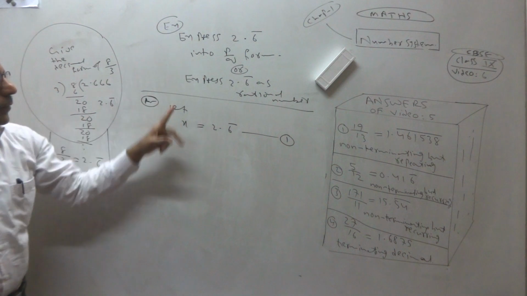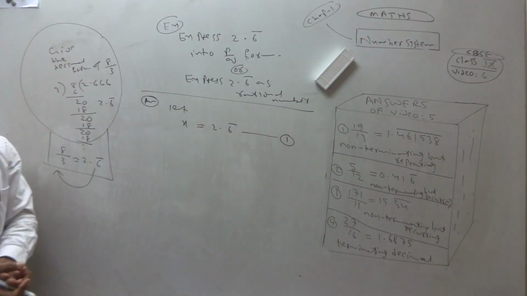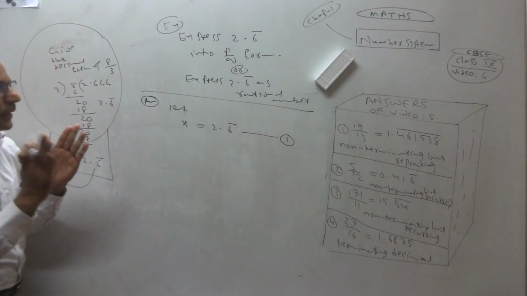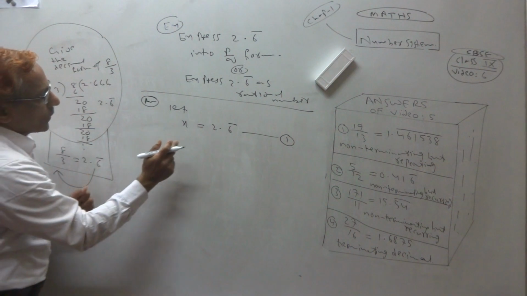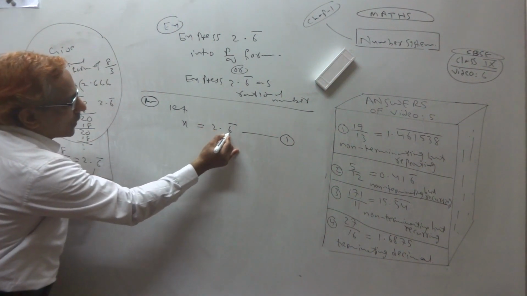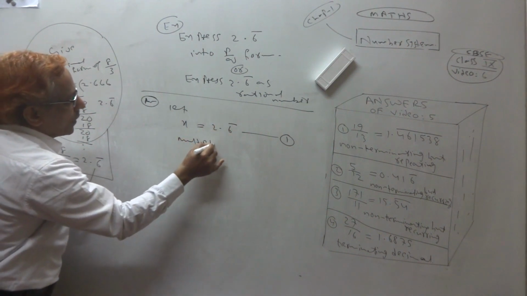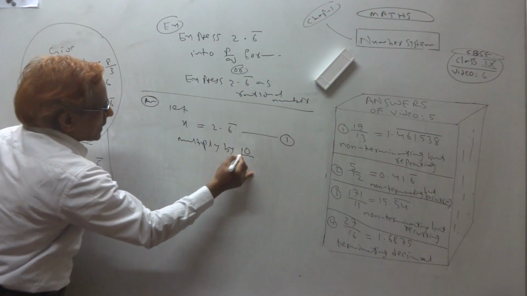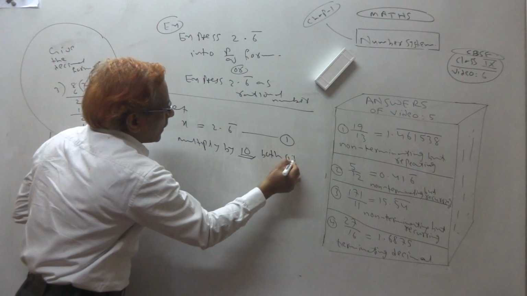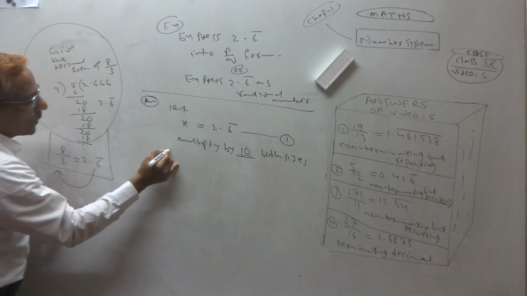First we suppose it by what? X. And equation number 1. X is equal to 2.6 bar. Then simply what you do, you know, if under bar one number is there, what you have to do? Multiply by 10, please. Both sides. Multiply by 10, both sides you have to take this. Then what we get, you see?